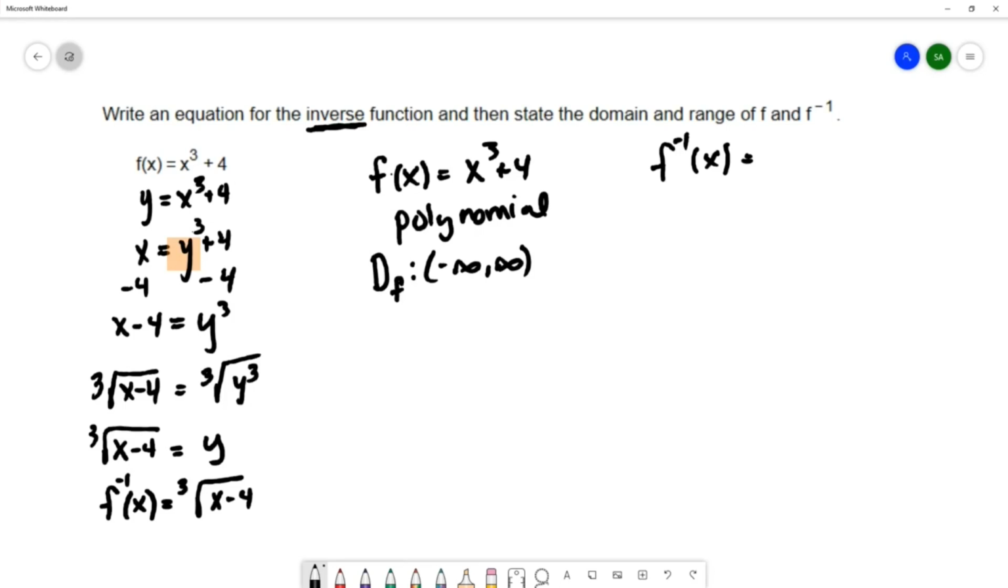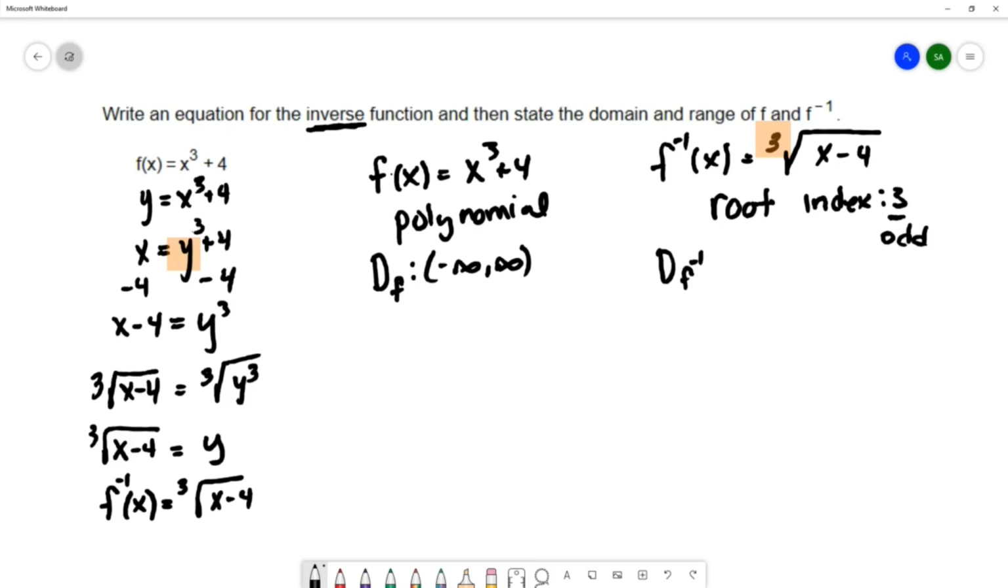We'll do the same thing for f inverse. We just found that f inverse is the cube root of x minus 4. As I look at this function, I would categorize this as a root function. We call it a root function because of the radical. Now with root functions, you want to pay attention to the index. This has an index of 3. The reason you want to pay attention to the index is because root functions with an even index have restrictions on the domain, but root functions with an odd index have no restrictions. So we have an index that is odd, so there will be no restrictions on the domain of this function. The domain of f inverse is also all real numbers, negative infinity to infinity.